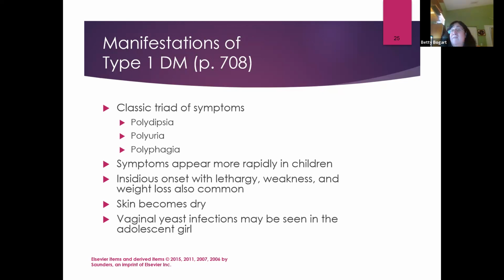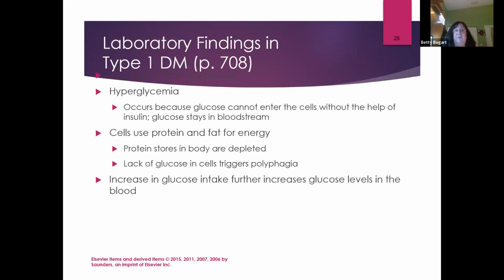So you start an IV, get the fluid in them, start a regular insulin, slow, continuous drip. I'm telling you, an hour later, they're pink, alert, and oriented and look like a new kid. It's amazing the difference in them. You might also see some vaginal yeast infections in them.